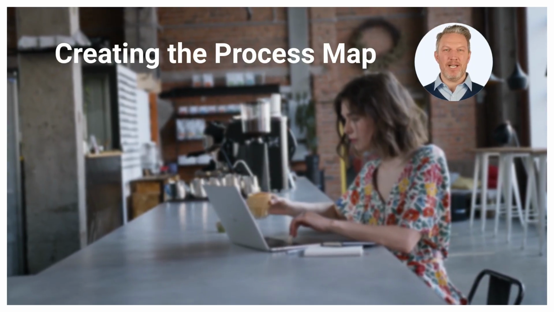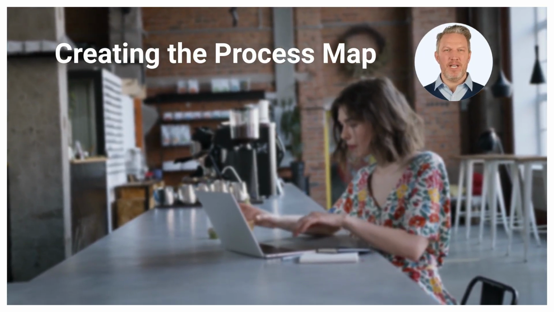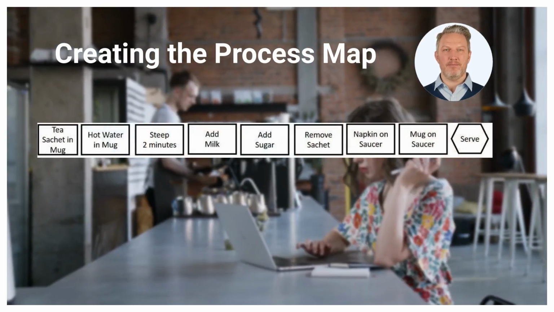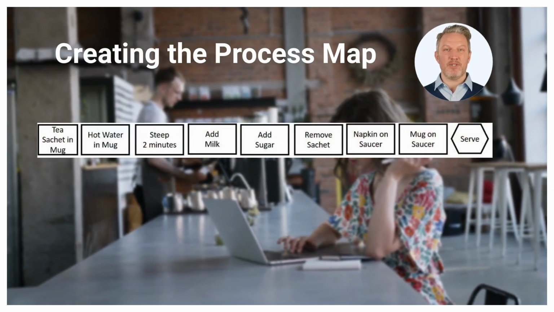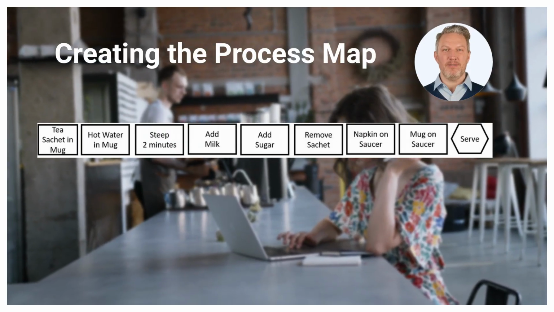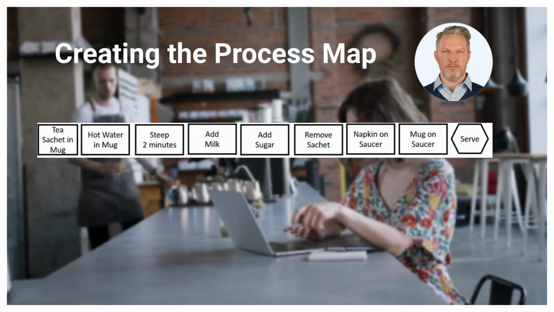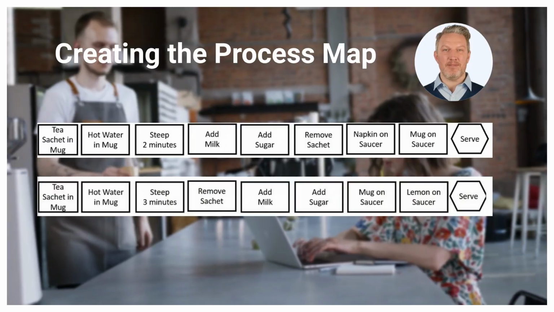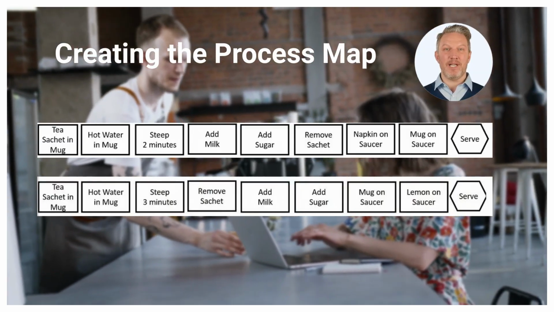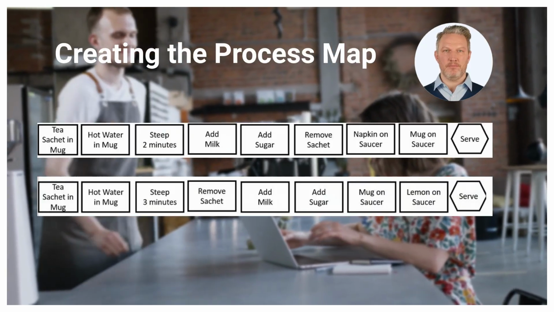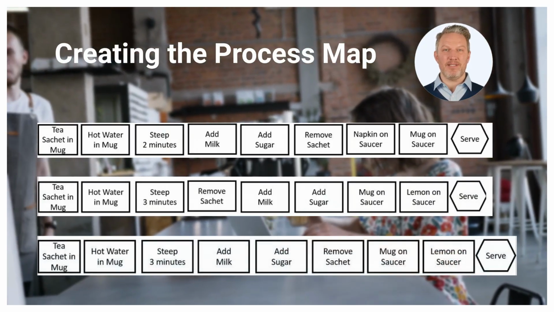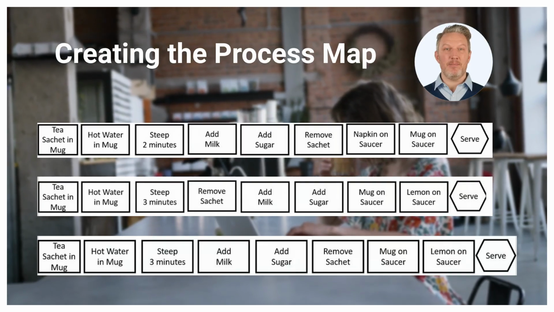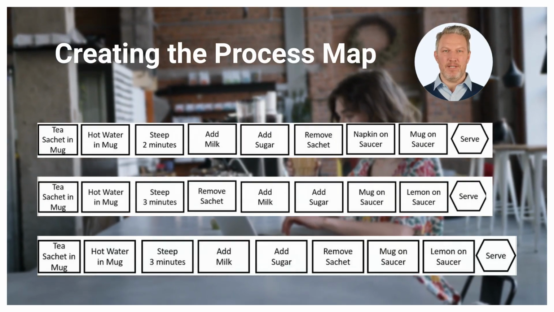Let's take the example of making a cup of tea from our previous video. We have 3 different employees with 3 different processes. Employee A puts the tea in the mug first, steeps it for 2 minutes, and then adds milk and sugar, serving the cup of tea on a napkin. Employee B steeps the tea for 3 minutes, then removes the tea bag, adds milk and sugar, and has the additional step of placing a lemon slice on the saucer. Employee C steeps the tea for 3 minutes, adds milk and sugar, and then removes the tea bag, which differs from Employee B, and then places a lemon slice on the saucer before serving.